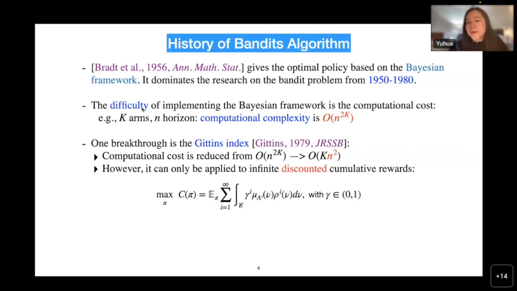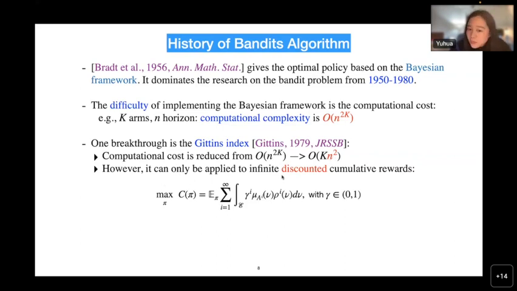But there's one big difficulty of this optimal policy based on the density estimation, which is the high computational cost. In order to find this optimal policy, for a k-armed problem with horizon n, the computational complexity is order n to the 2k, which you can imagine could be very large when k or n is large. The only breakthrough in the literature is called the Gittins index, where the computational cost is reduced to order k times n squared. However, when n is large, this is still pretty large.